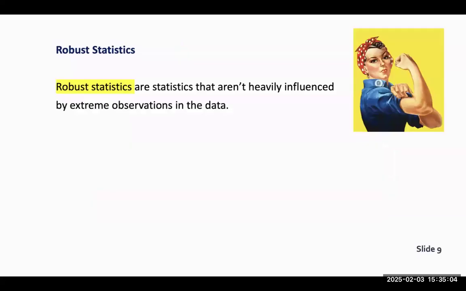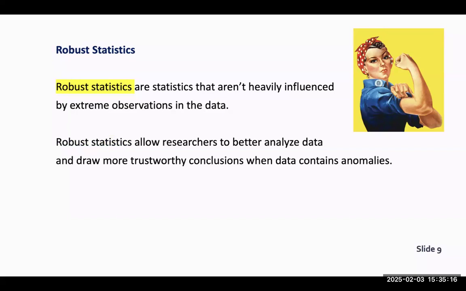So I want to mention the term robust statistics. Robust statistics are statistics that aren't heavily influenced by extreme observations in the data. Robust statistics allow researchers to better analyze data and draw trustworthy conclusions when data contains anomalies or abnormalities.